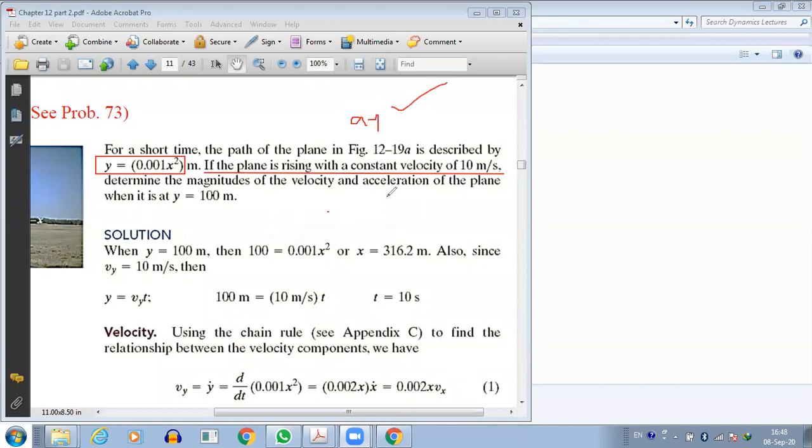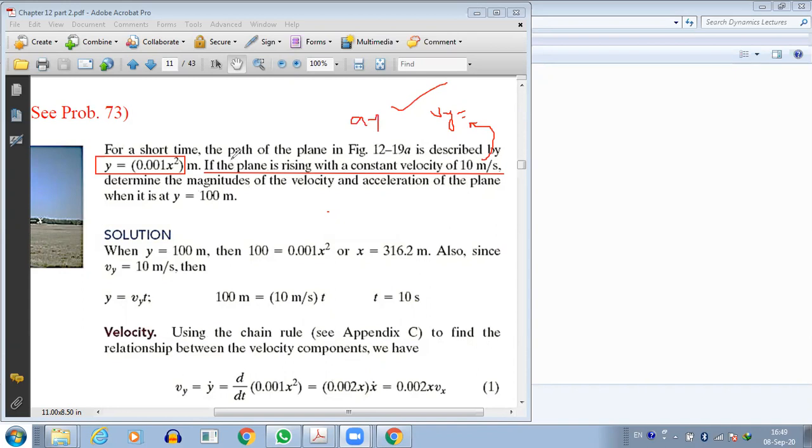This is one piece of information. The other is that constant velocity is given, so Vy is given, which is not 0, which is 10. So these two pieces of information are given in this line. But you know, the information was coded. It was not given directly that Ay is 0 and Vy is 10. It was given in the form of a sentence: if the plane is rising with a constant velocity of 10 meters per second. Now you have to decode it yourself.